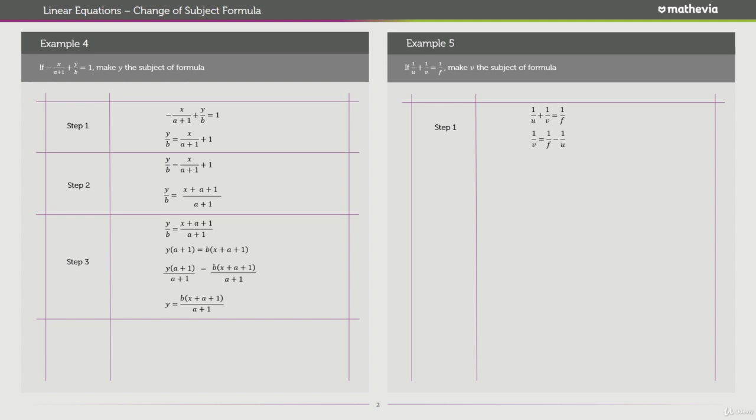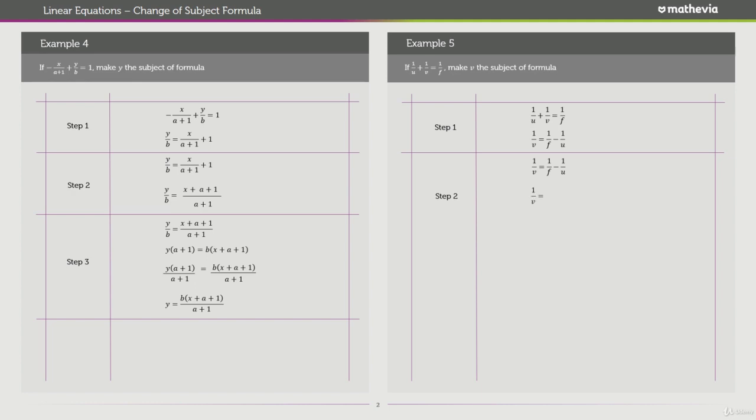Now we move 1 over u over to the right, sorry, and we have 1 over v equals 1 over f minus 1 over u. Some may be tempted to just switch things around at this point and go v equals f minus u, and they would be completely incorrect to do so. But then how do we go about doing this? So we have 1 over v equals 1 over f minus 1 over u.